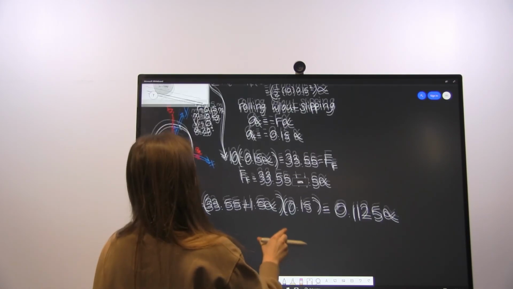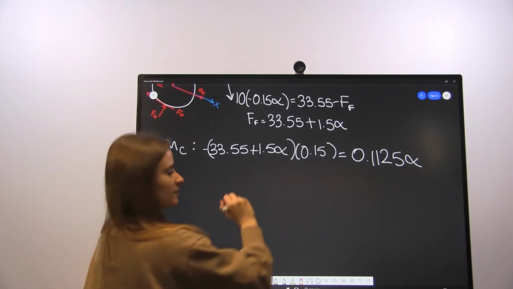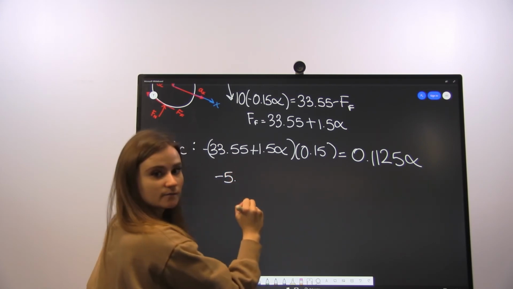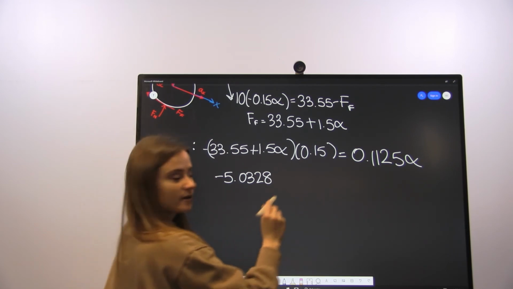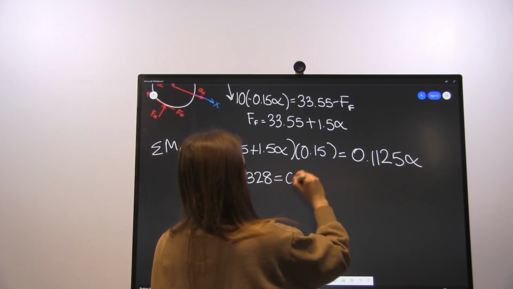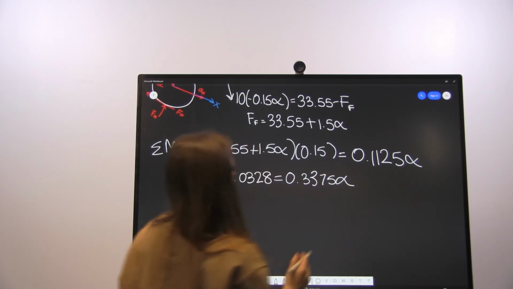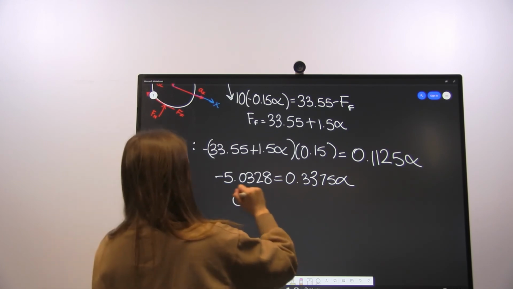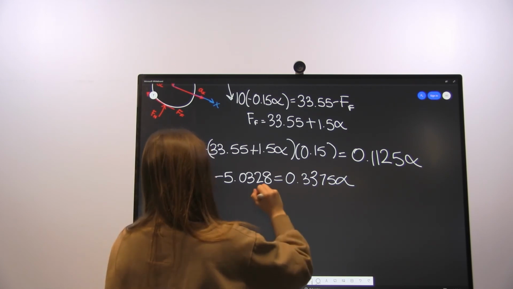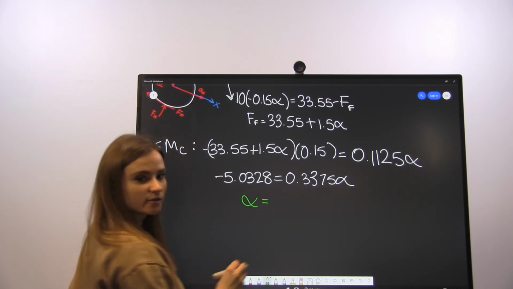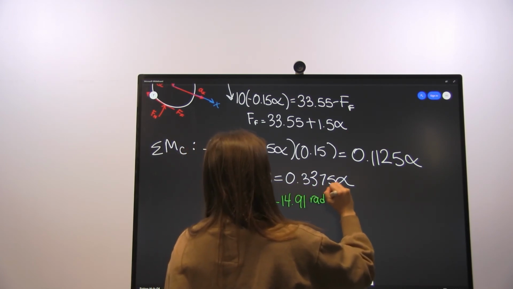And then when we go through and simplify these terms, we get negative 5.0328 is equal to 0.3375 times angular acceleration. And we can solve for angular acceleration, and we get our angular acceleration is equal to negative 14.91 radians per second squared.